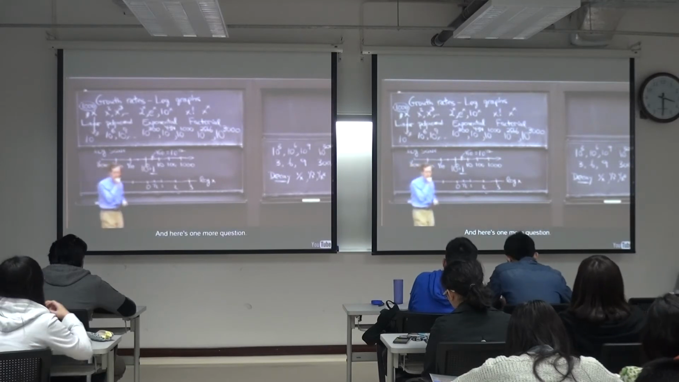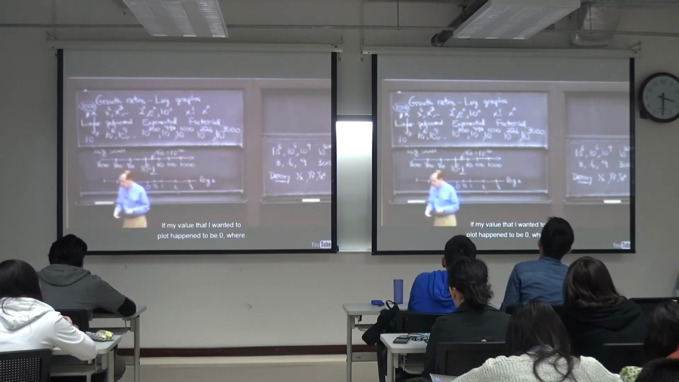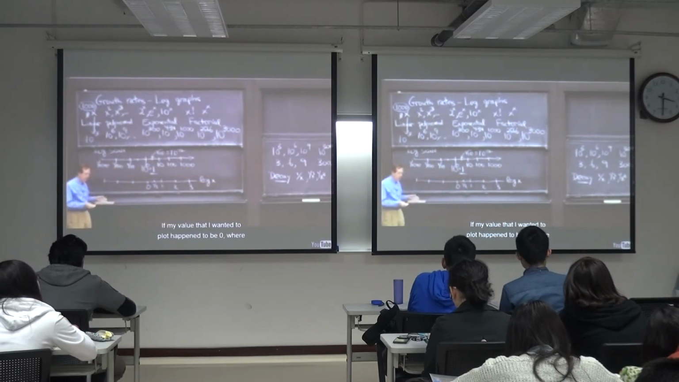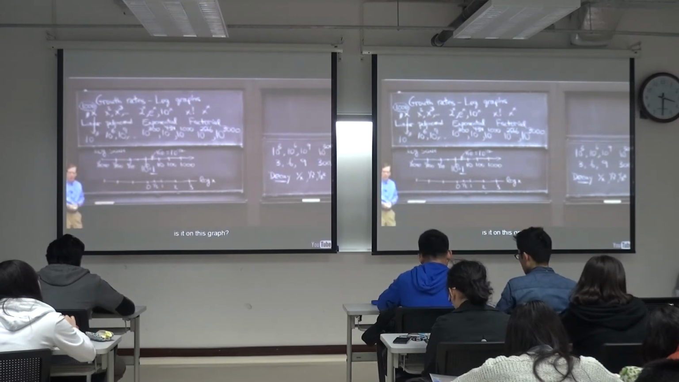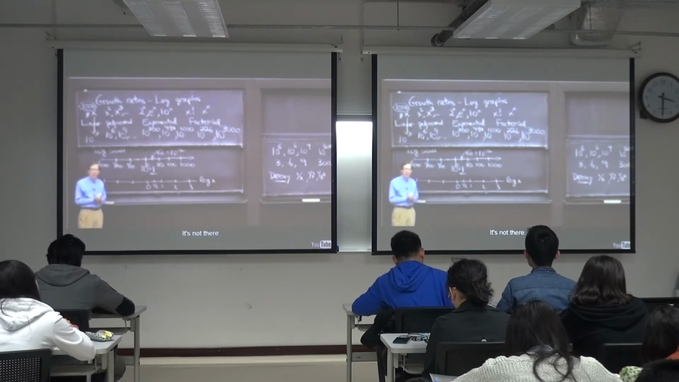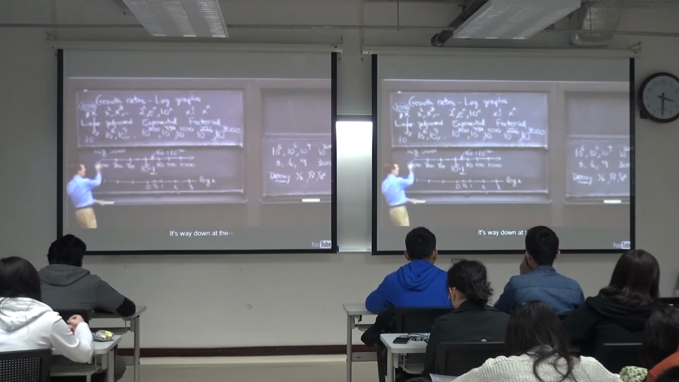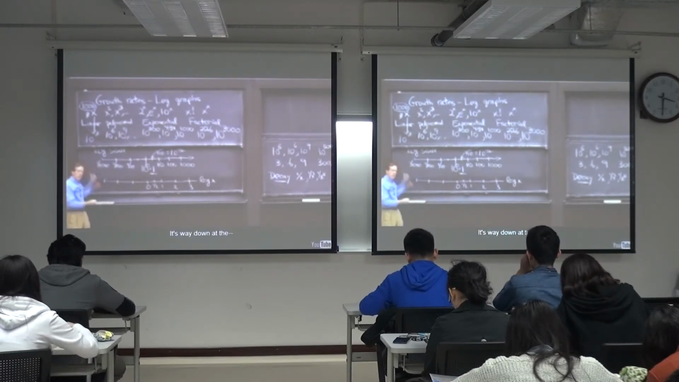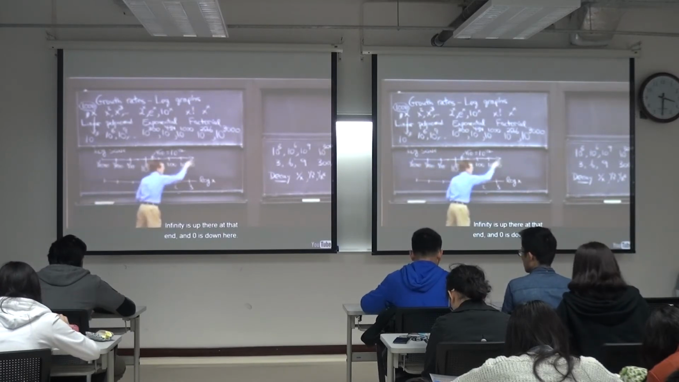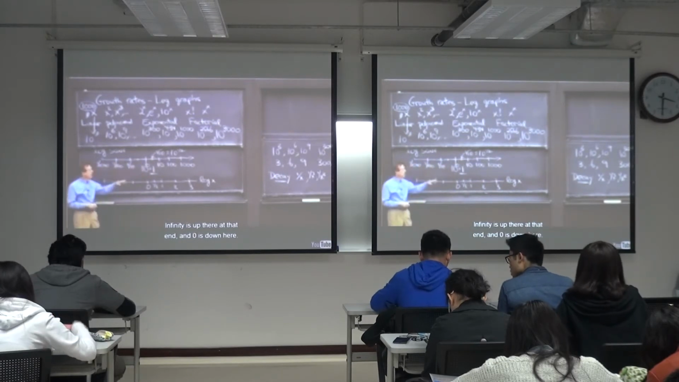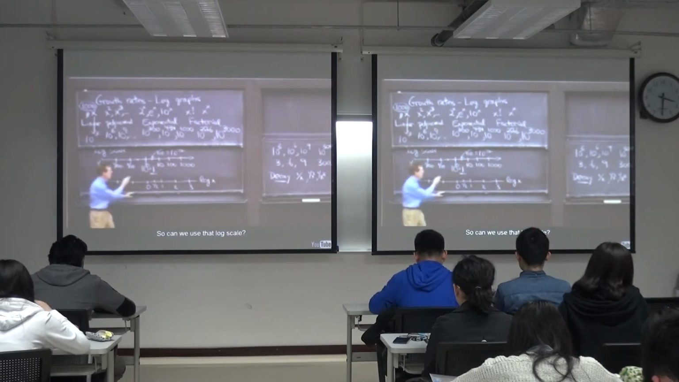Anyway, and here's one more question. Where is 0? If the value that I wanted to plot happened to be 0, where is it on this graph? It's not there. You can't plot 0 on a log scale. It's way down at the minus infinity end of the graph. Infinity is up there at that end, and 0 is down here. Okay, good. So can we use that log scale?